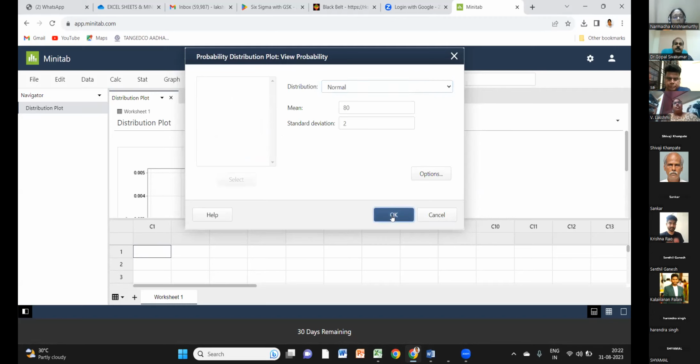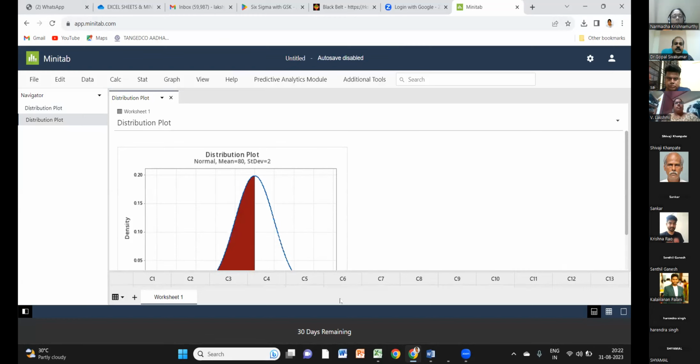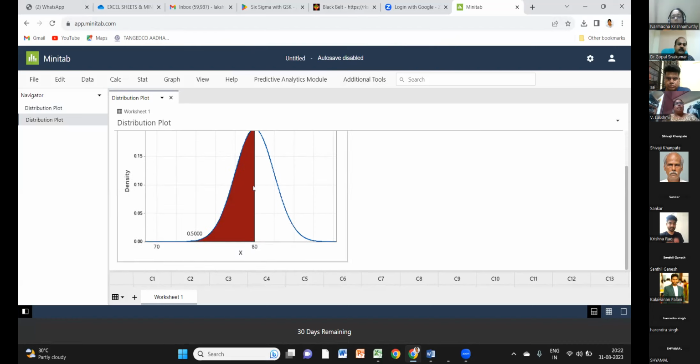You give okay. Now how much chance is there? You can see. Just bring it down. Very good. On the right side, there is a vertical bar. No, you can just put, right. There is a 50% chance for you to complete the work between 70 minutes and 80 minutes.